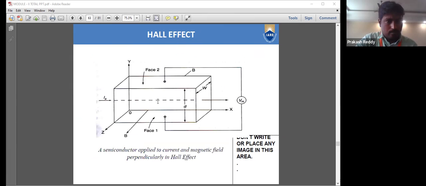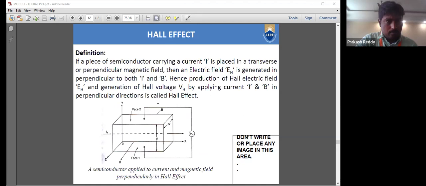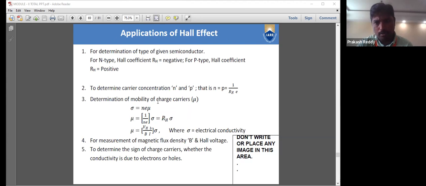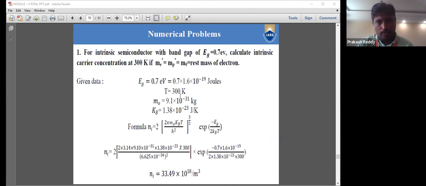So coming to the numerical sum, all of you try to note down the first one. For an intrinsic semiconductor with band gap of Eg, or else we discuss it in the next class. We don't have sufficient time to discuss the numericals, so we will cover the numericals in the next class.